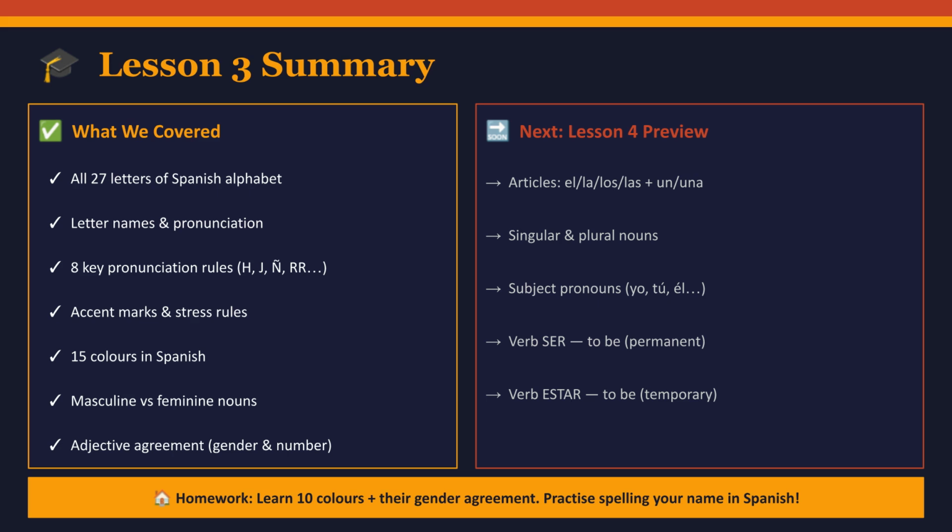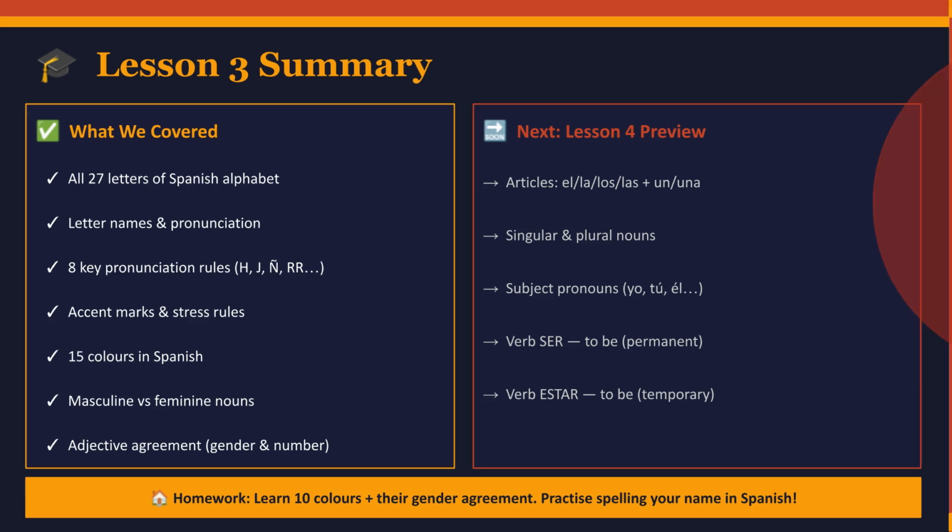To summarize Lesson 3, we covered all 27 Spanish alphabet letters, key pronunciation rules, 15 colors, masculine versus feminine nouns, and adjective agreement. Lesson 4 will introduce articles, singular and plural nouns, subject pronouns, and the verbs ser and estar.